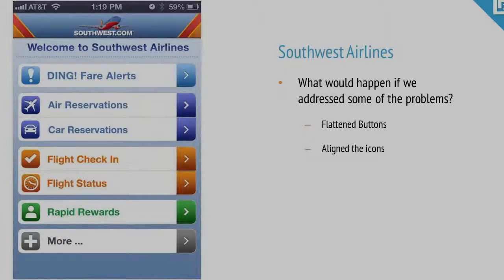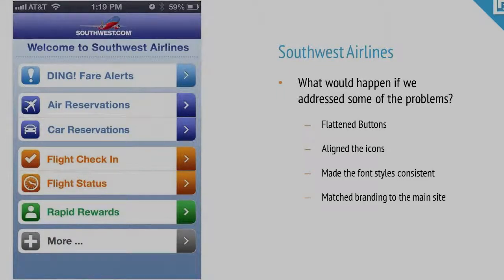Flatten the buttons. Align the icons. Now we're going to align the text and make it all the same size. And we're going to match the branding to the site. And we're going to center the logo.